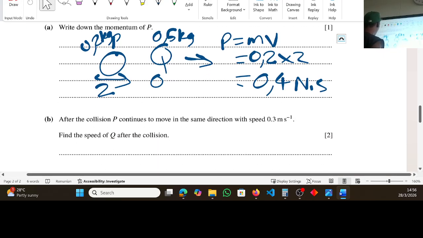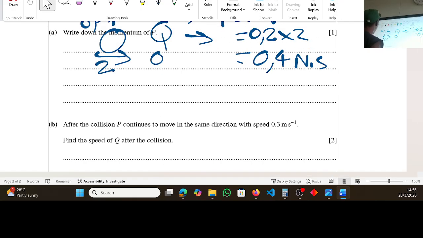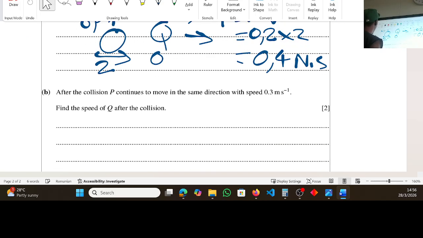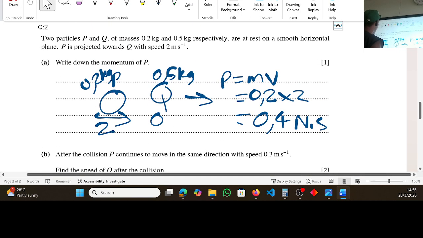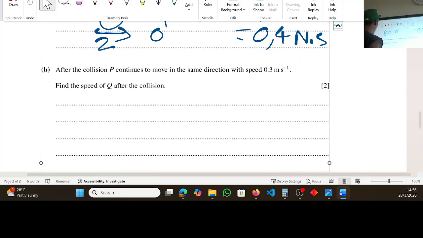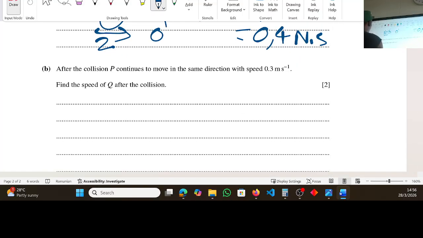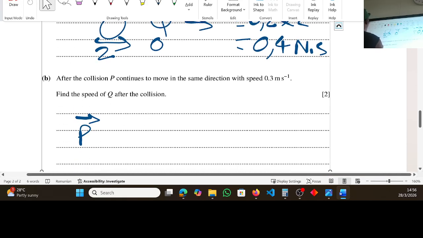Then moving to part B, after the collision, P continues to move in the same direction. So P was going to the right, and then after collision, it continues in the same direction. So we are assuming P will continue. Its mass, we have it above. P's mass is 0.2.